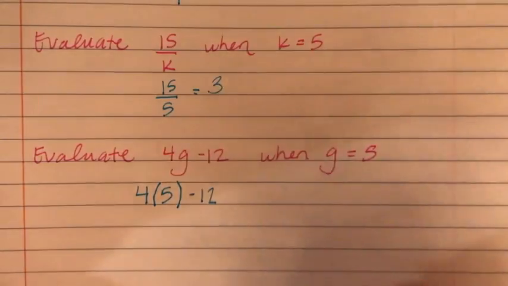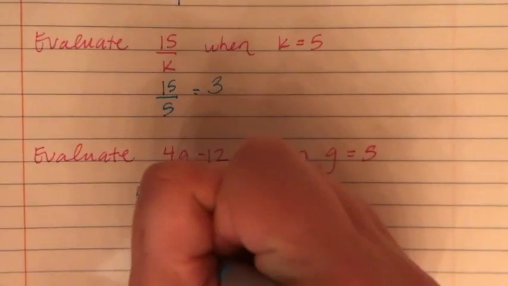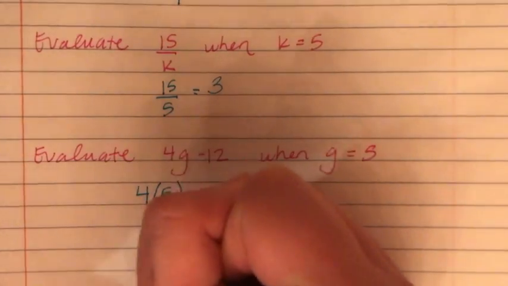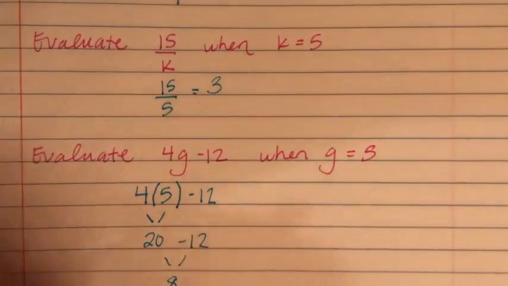So now I can solve. So order of operations tells me I multiply first. 20 minus 12, and I get 8 as my final answer. Okay, let's do a couple more. Let's do an easy one. Evaluate 6h when h equals 8.